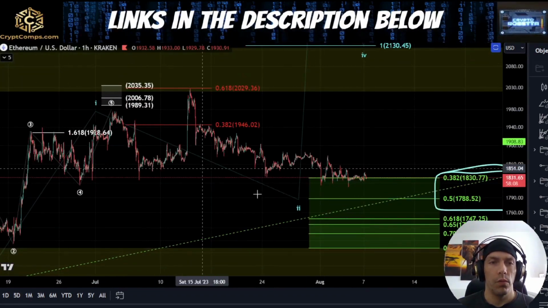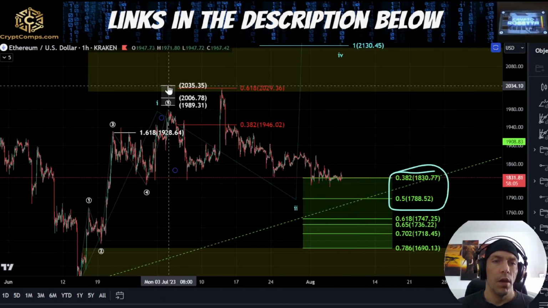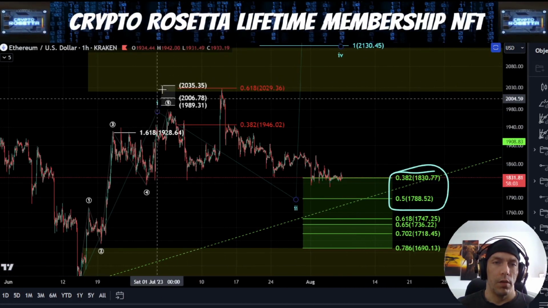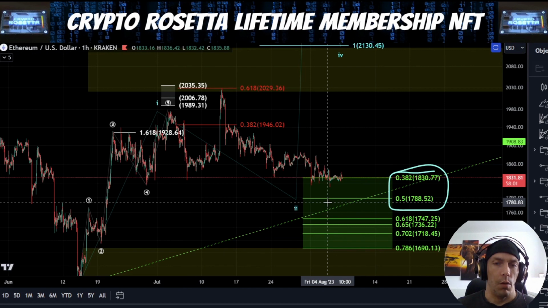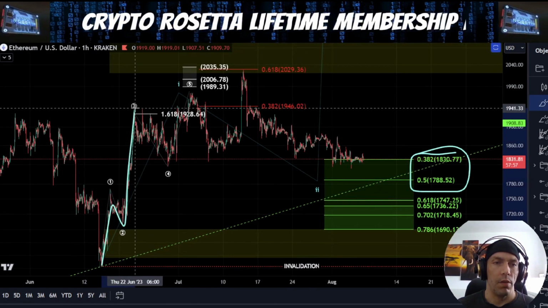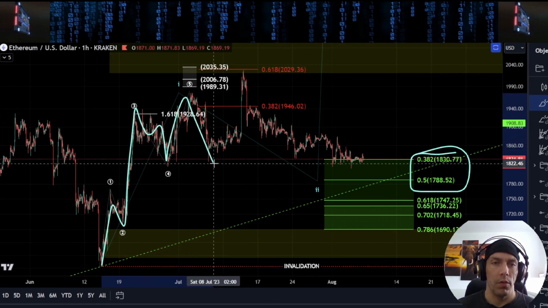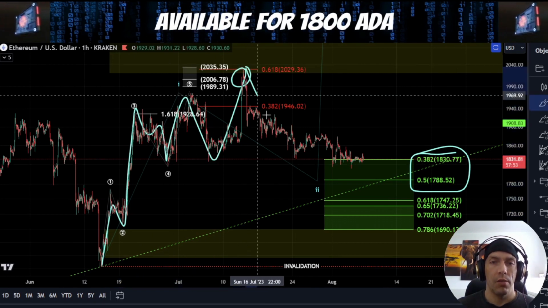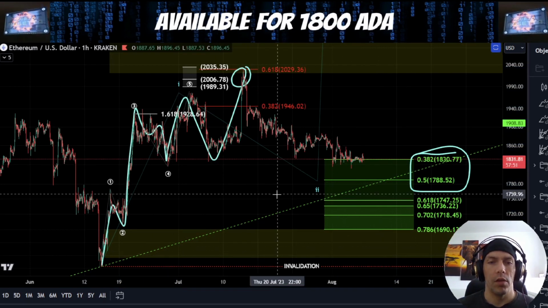Now, within this move down here, we also need to be careful because at the moment, I'm looking at this as a W, an X, and a Y down, but we could also argue that this is ABC up into here, this is another X wave, this is ABC. If that's the case, we could actually be looking for a bigger break to the downside.